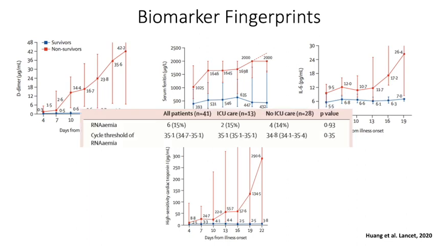Additionally, in this study, they looked at RNA levels in the blood and compared those in patients who were admitted to the ICU and those who were not admitted to the ICU. And they found that RNA-emia levels were similar in those two groups, possibly suggesting that severe disease was not likely mediated by uncontrolled viral replication, but rather by uncontrolled activation of the inflammatory system, leading to a hyperinflammatory state, which could mediate adverse outcomes.